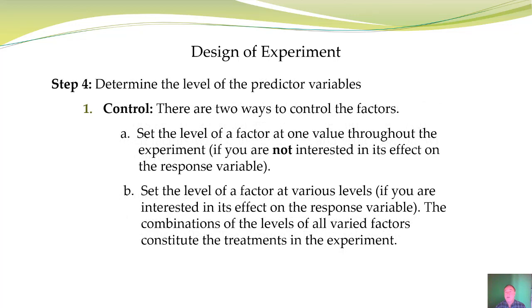Step 4, determine the level of the predictor variables. Control. There are two ways to control the factors. A, set the level of a factor at one value throughout the experiment if you are not interested in its effect on the response variable. B, set the level of the factor at various levels if you are interested in effects on a response variable. The combinations of the levels of all varied factors constitute the treatments in the experiment.